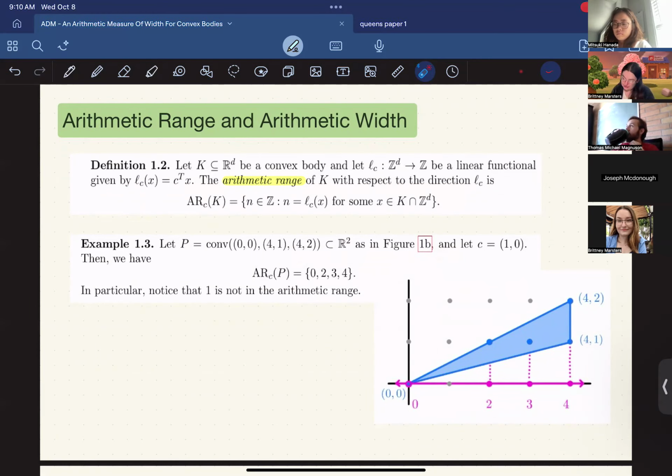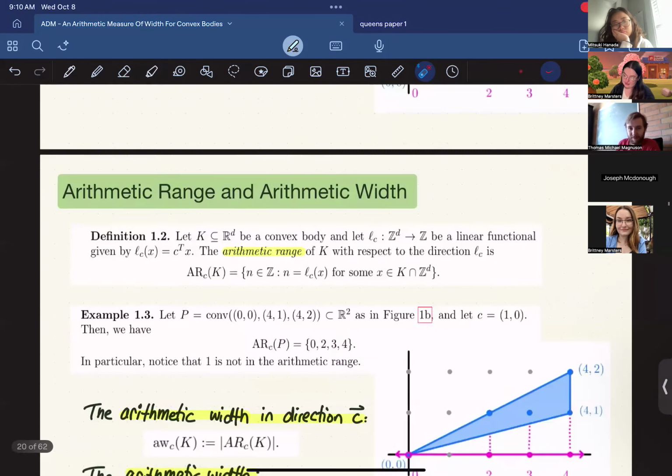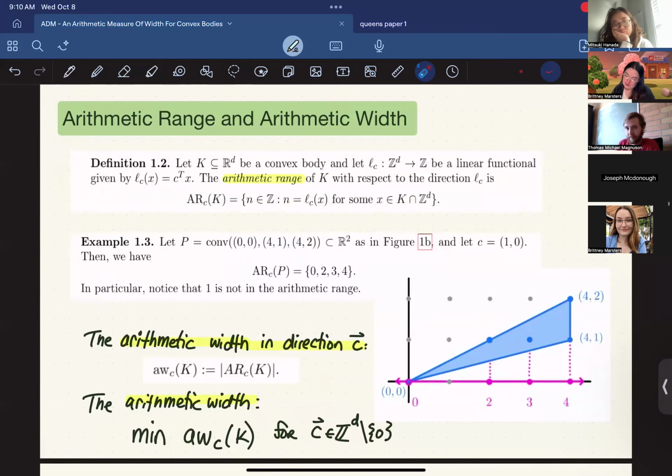Now, in this example that we just did, we had 0, 2, 3, and 4 appearing as our range when we take this as our direction vector. And I'll reiterate one more time that when we talk about a fixed direction, we're just taking the size of the arithmetic range in that direction. But when we just say arithmetic width, we mean the minimum, the smallest that this set can be over non-zero integer vectors. Okay.